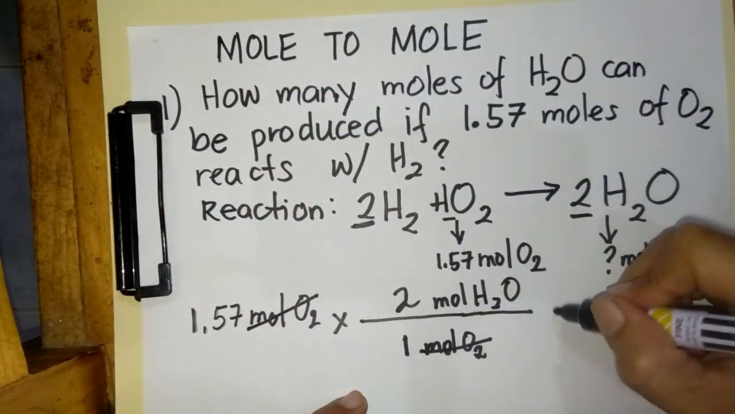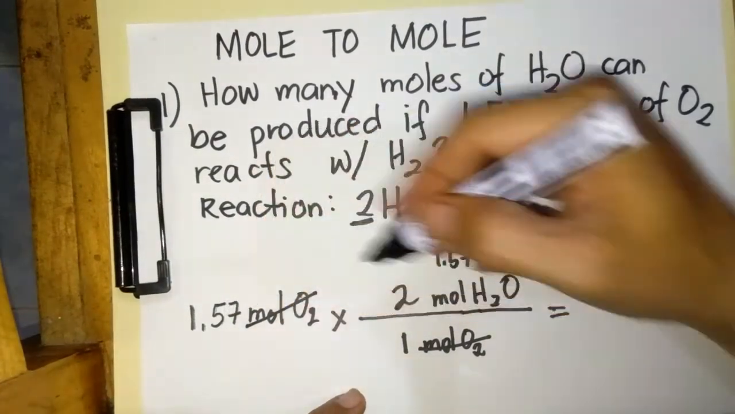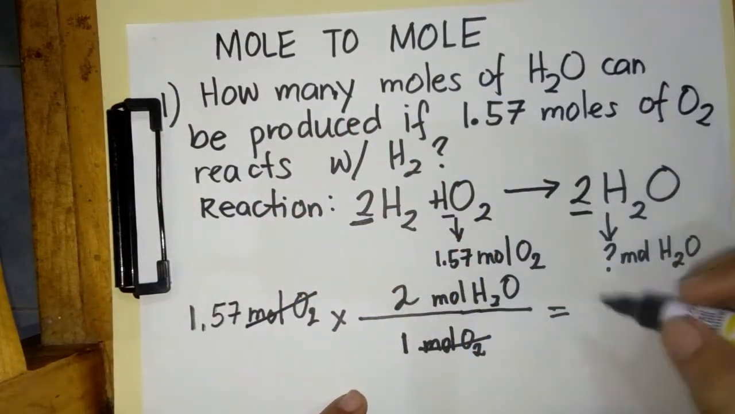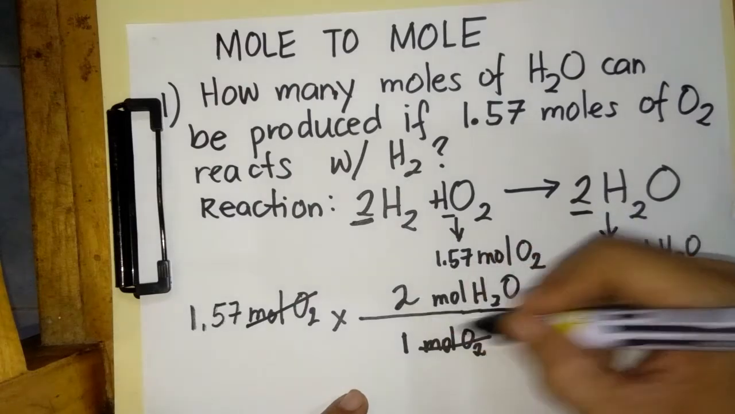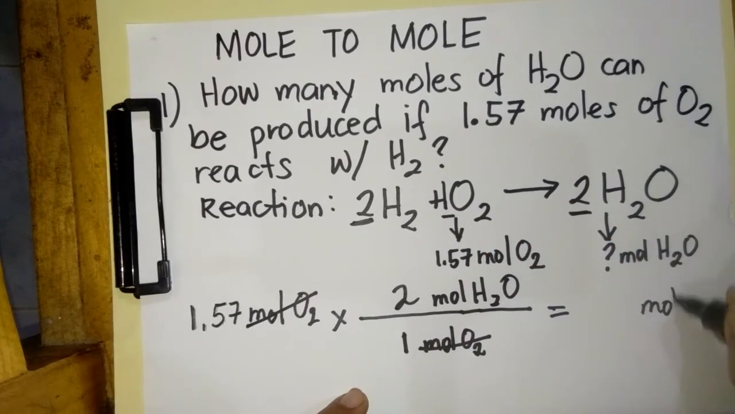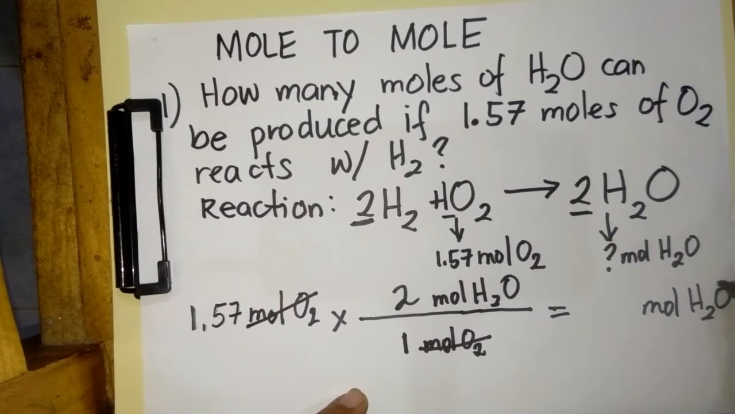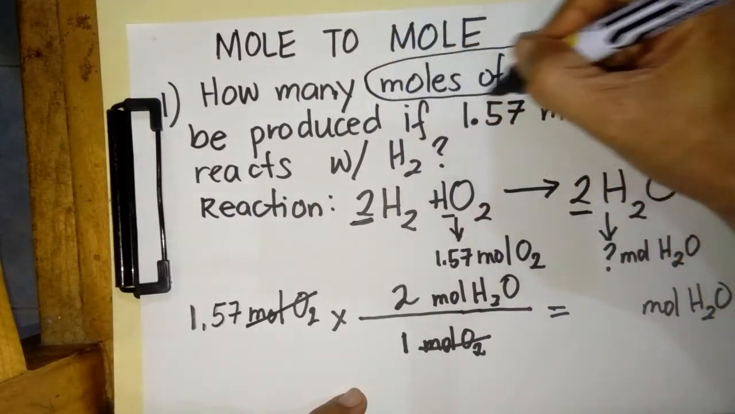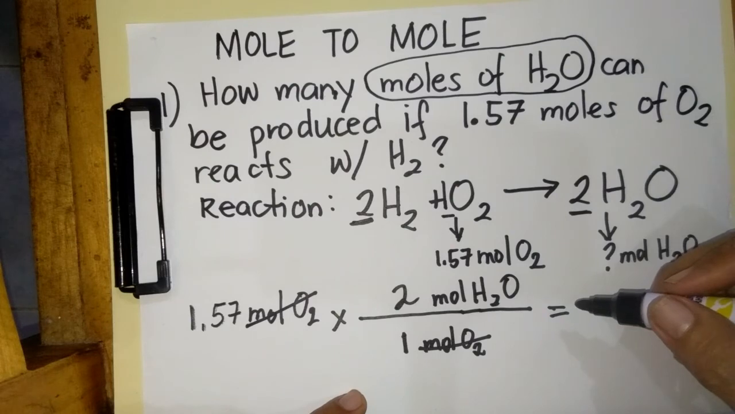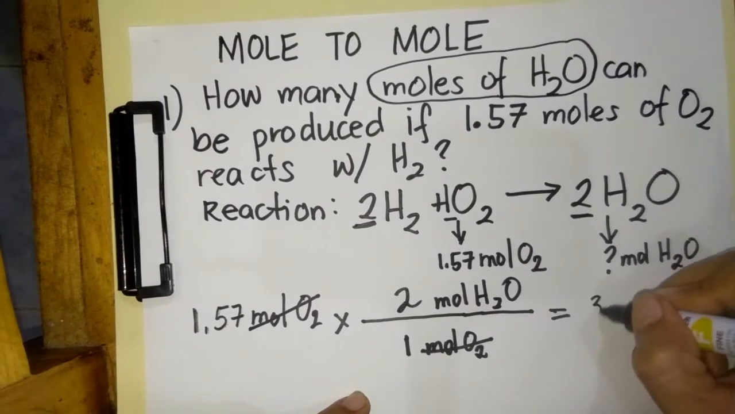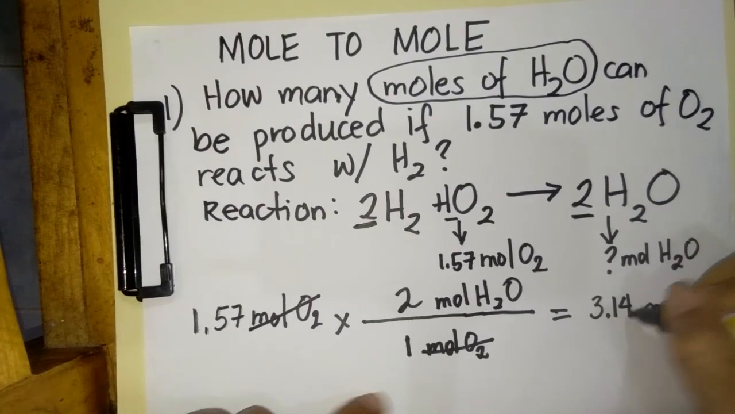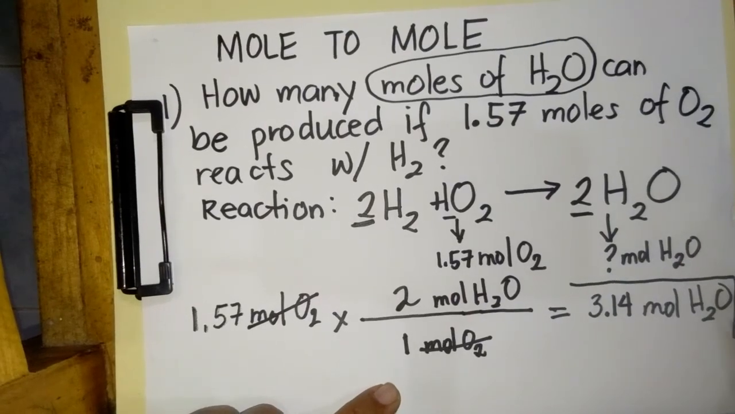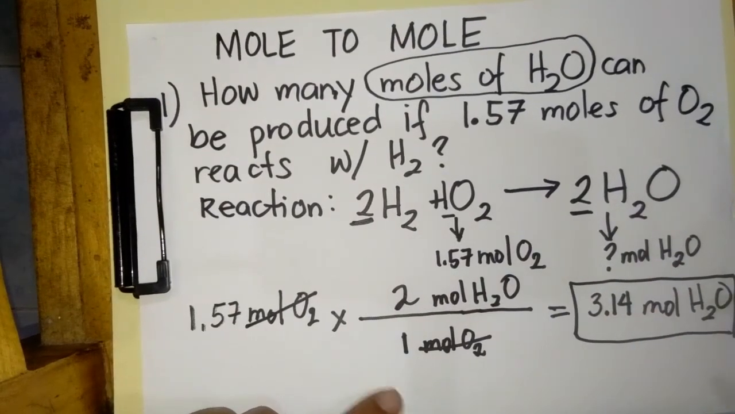So this equals 1.57 times 2 divided by 1. What is left is moles of H2O, which is what is being asked. So the answer is 3.14. Circle or box your correct answer. So this is mole to mole.